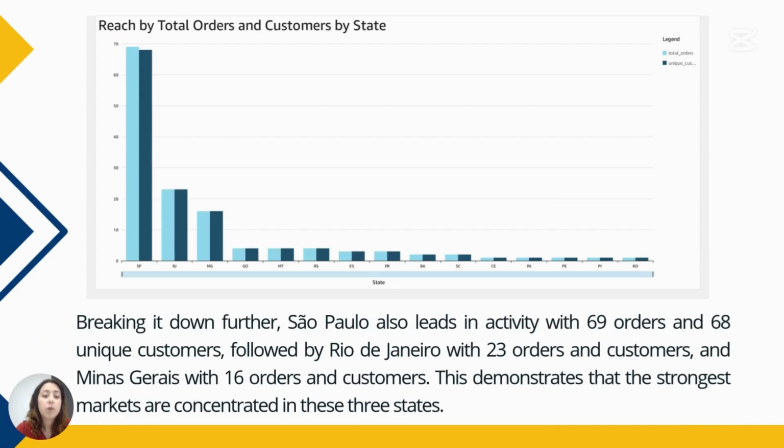Breaking it down further, we also saw that Sao Paulo, Rio de Janeiro, and Minas Gerais, respectively, still have the lead when it comes to total orders and also unique customers by state. And we can say that they are the three strongest markets for Mercado Libre in Brazil.